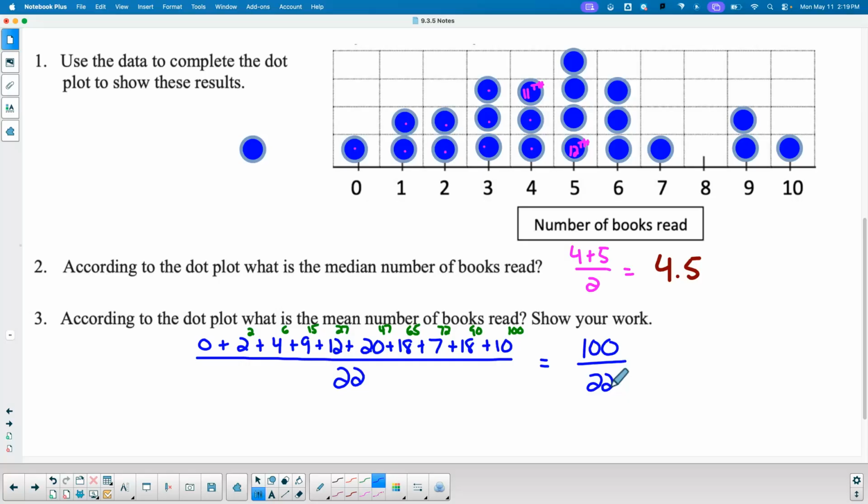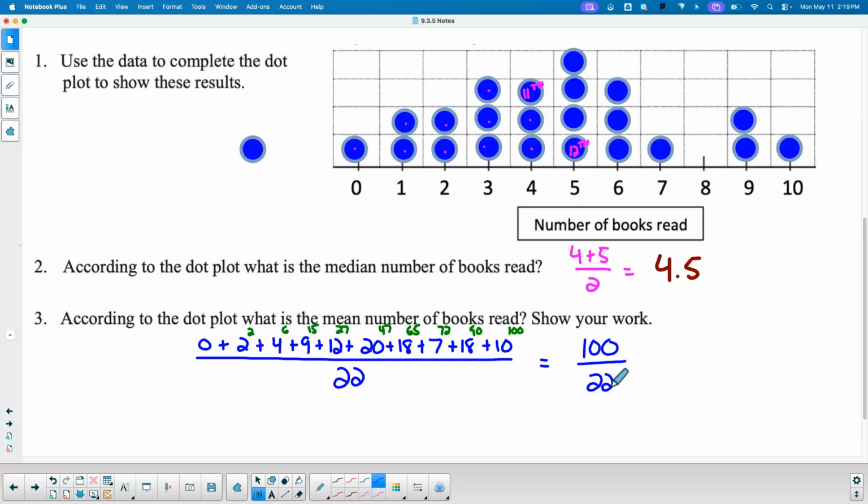I'll take out 100. That one's 10. Check my math. 0 plus 2 is 2. Plus 4 is 6, right? Plus 9 is 15. Plus 12 is 27. Plus 20 is 47. Plus 18 is 65. Plus 7 is 72. Plus 18 is 90. Plus 10 is 100. I only got 100. Yeah?